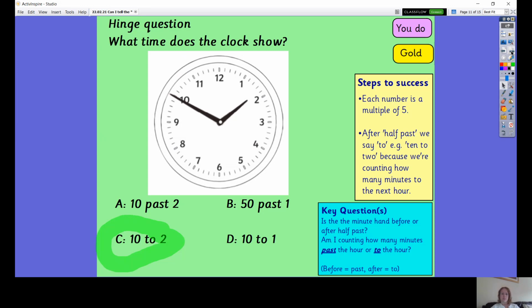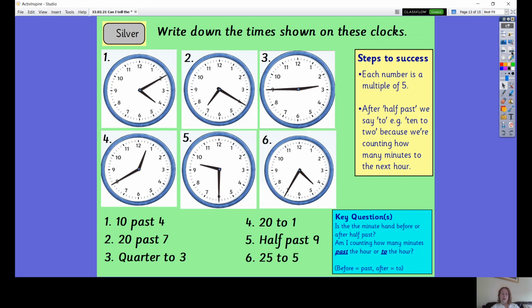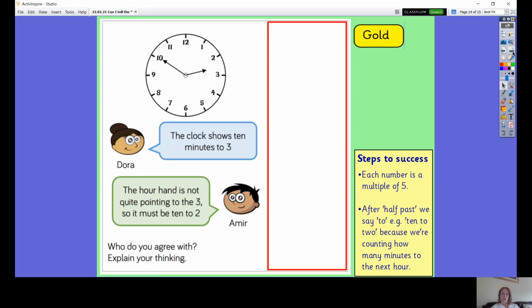So on to today's activity. Silver, there's some clocks. I've numbered them. You just have to write down the time for me in analog form, so using to and past. If you pause and have a go at that, and then we'll move on. Okay, and then I've got the answers that I've just put up there. So again, you can pause here and check that you got those answers right. And then when you're ready, we will move on to the gold task, which is here.